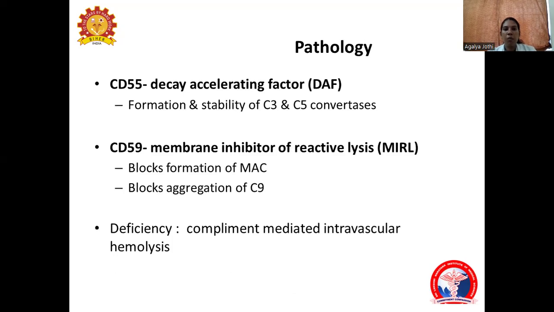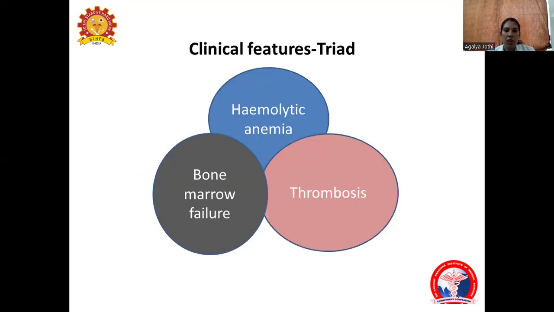CD55, the main function of CD55, is to destabilize the C3 and C5 convertases. This is also called decay accelerating factor. CD59 is the membrane inhibitor of reactive lysis. It blocks the formation of the membrane attack complex and also blocks the aggregation of C9. The deficiency causes complement-mediated intravascular hemolysis.